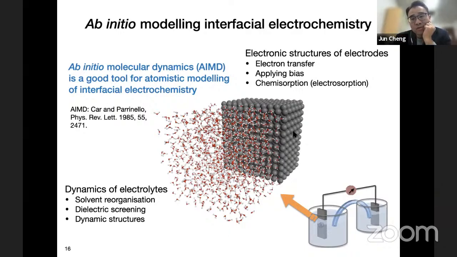So we know the electron transfer or the chemisorption are very important for the electrode, so we really have to take into account the electronic structure of the electrode. And on the other side, the solution, the water, is really dynamical. We better use molecular dynamics to do the sampling, including the dielectric screening and even the dynamic structure of the surface. So it's a very good tool for modeling interfacial electrochemistry, but as I've already mentioned, it's very expensive.